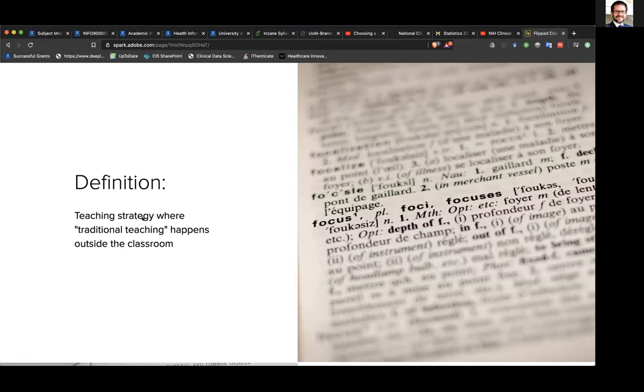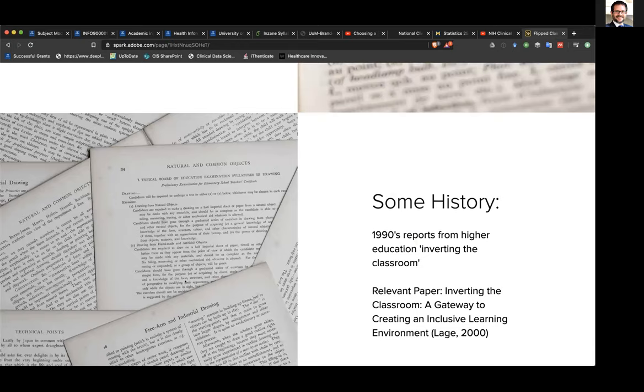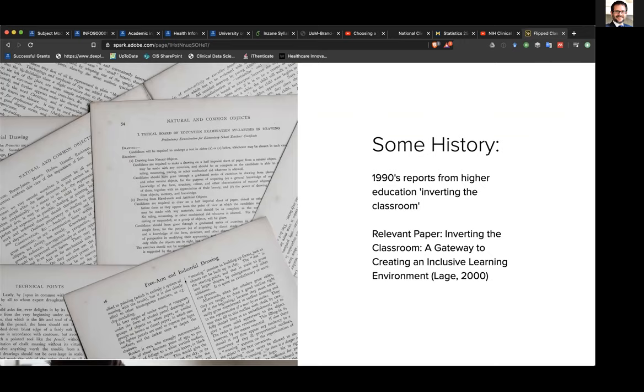In a bit of history, in the 1990s, there were some reports from higher education inverting the classroom. And that means providing this traditional teaching outside of the classroom, and then focusing the actual face-to-face time on more relevant work. And that's reflected in a relevant paper by Lage in the year 2000, inverting the classroom.